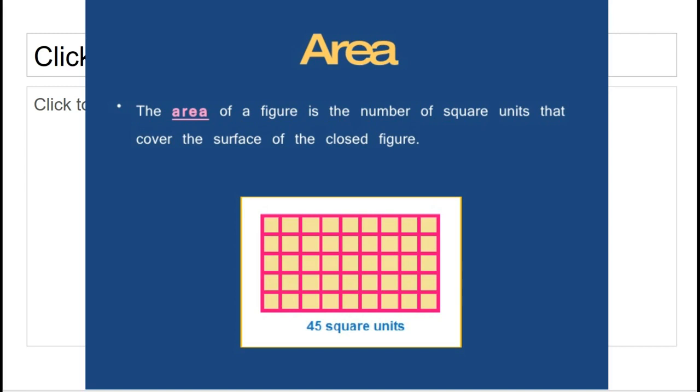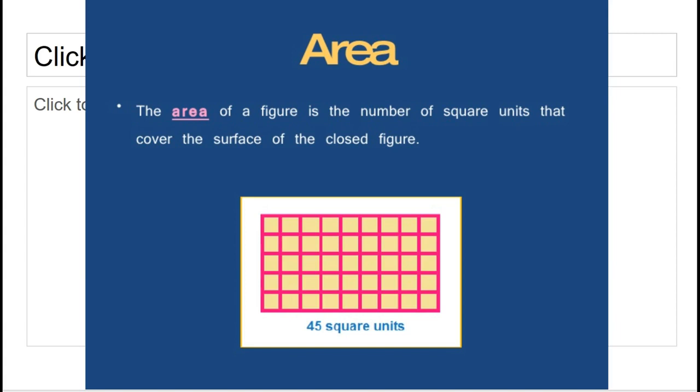So if you were to count all those individual squares inside of this rectangle, you would count that there are 45 squares inside of there. And that's all area is. It's just the amount of space inside of an object, and we have what are called formulas that help us to calculate this space.